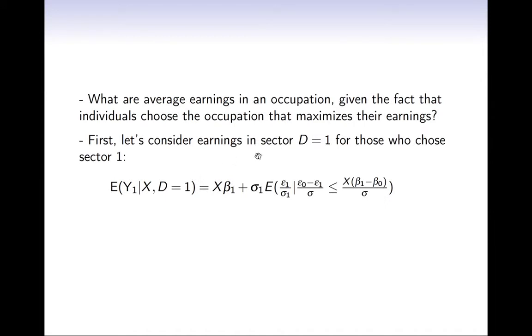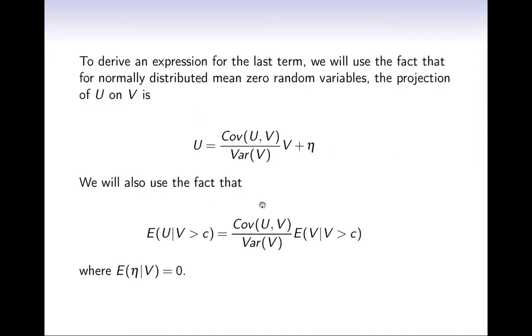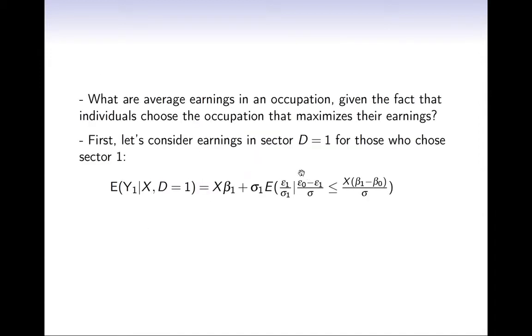Okay, so let's look at the earnings in Sector 1 for people who chose Sector 1 as their preferred occupation. The expectation of the error term, we can write this way. This here just means D equals 1, which means that you chose Sector 1 as your preferred occupation. And here I'm just dividing by sigma 1 and multiplying by sigma 1. We're going to derive an expression for this term, but this is a standard normal random variable, and this is also a normal random variable.